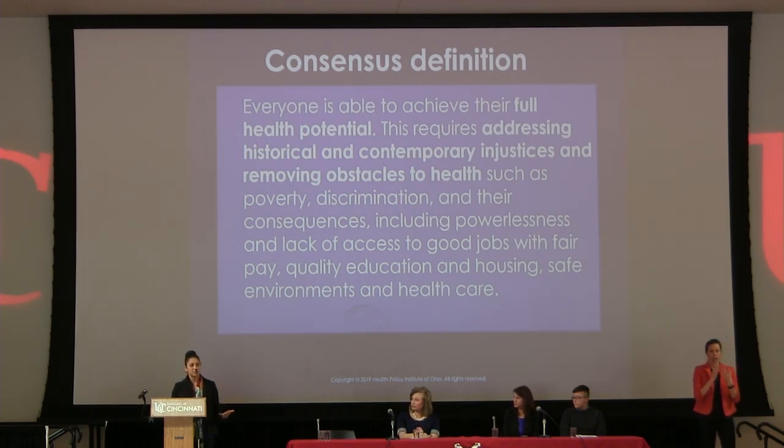So access, accessibility, injustice. And what we're trying to achieve when we talk about health equity is that everyone is able to achieve their full health potential. That's what we're trying to get to when we talk about health equity generally. And the way that we can get there is by addressing historical and contemporary injustices, and removing obstacles to health, which include things like racism, discrimination, and other barriers that groups of Ohioans that experience poor health outcomes often face.